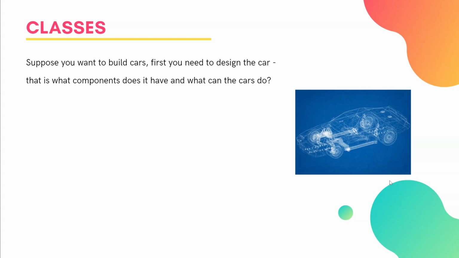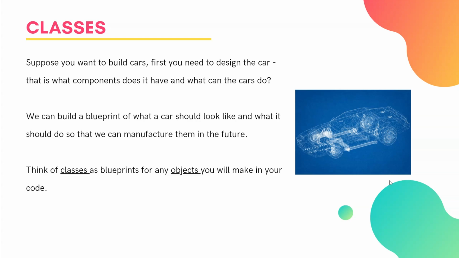You need a blueprint for what a car is and what it looks like. So we build the blueprint of what the car should look like and what it should do, and then we can manufacture them in the future. You have one blueprint for a car, and then you can produce multiple cars from that single blueprint. And that's an analogy that's really useful for looking at classes.